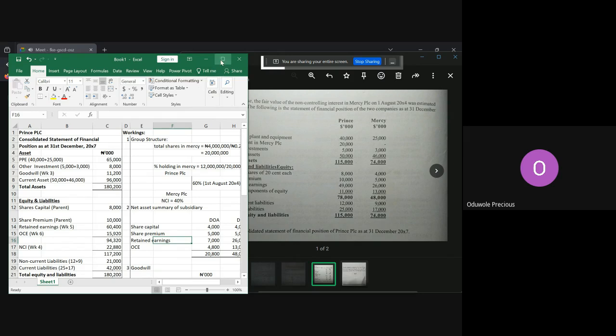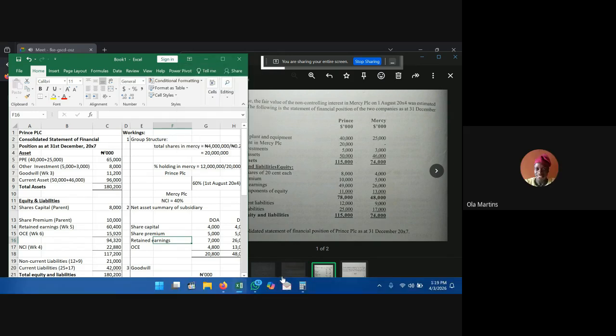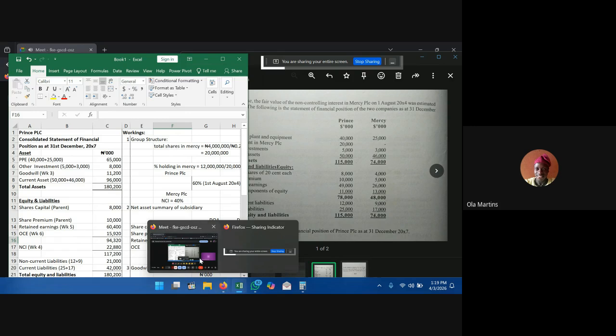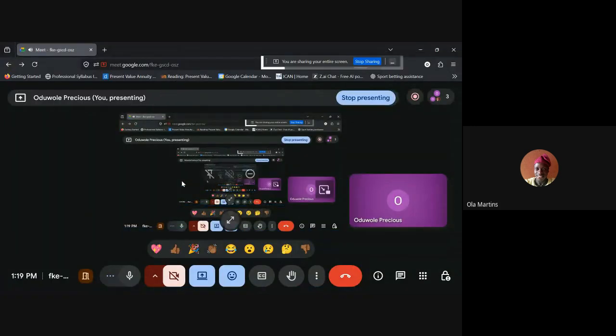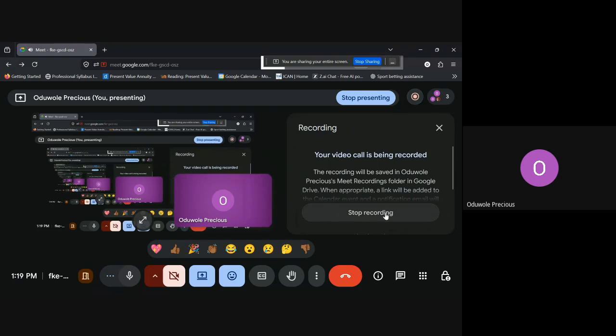Would you want me to send this solution to you? You mean the solution to this one? Yeah, I can. Okay, I'll send it. Let me send it now. Let me first stop recording.